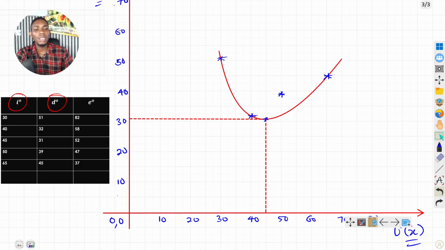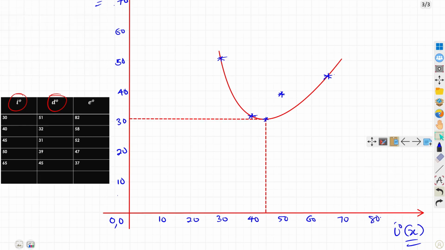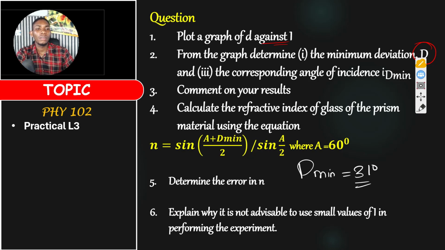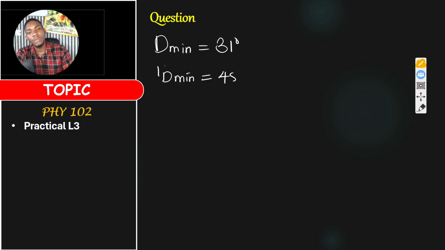The corresponding angle of incidence. What is the corresponding incident angle? This is our I, which is our incident angle. For d minimum, what is the corresponding incident angle? It is 45, I d minimum. So we have I d minimum, corresponding angle for minimum deviation, 45 degree. Are you getting it now? So if you come here, you say d minimum is 31 degree, corresponding angle 45 degree. Is that okay? Exactly. So that's what we have for this one.